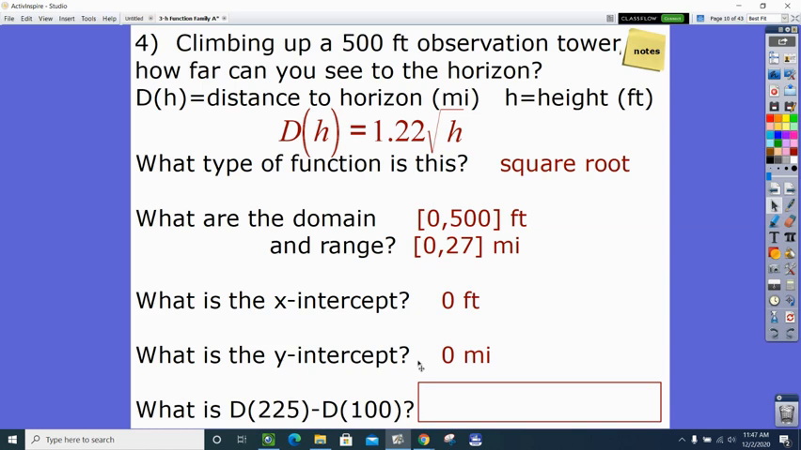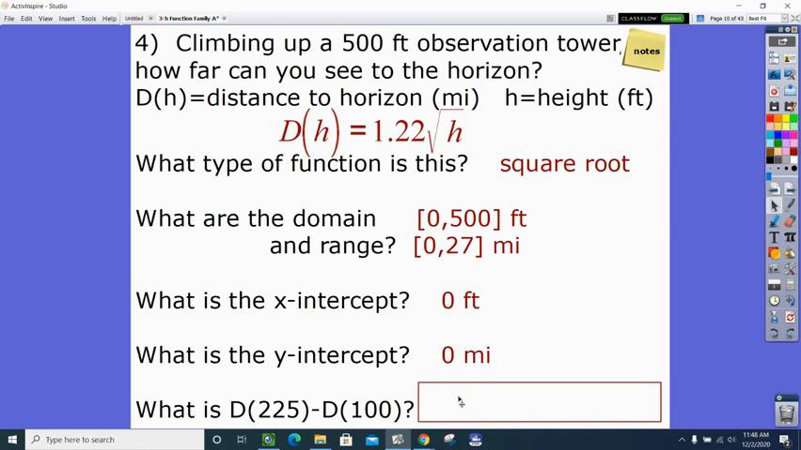So last question here, what is d of 225 minus d of 100? So the first thing you're going to do is you're going to put 225 in and get a value and set it aside. You're going to put the 100 in and get a value and subtract them. And then I want you to think about what that number means.